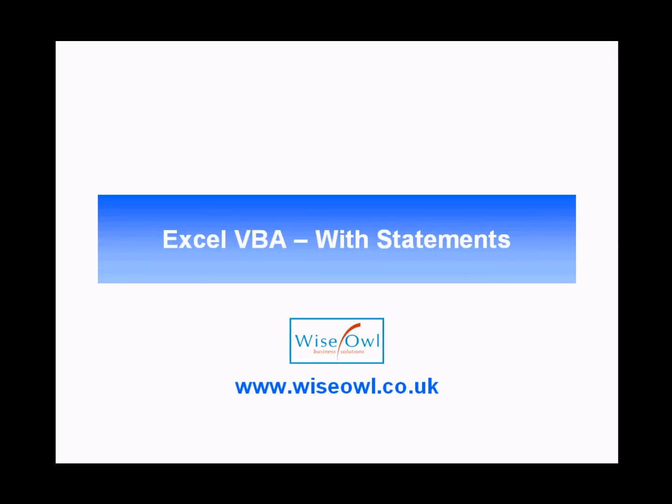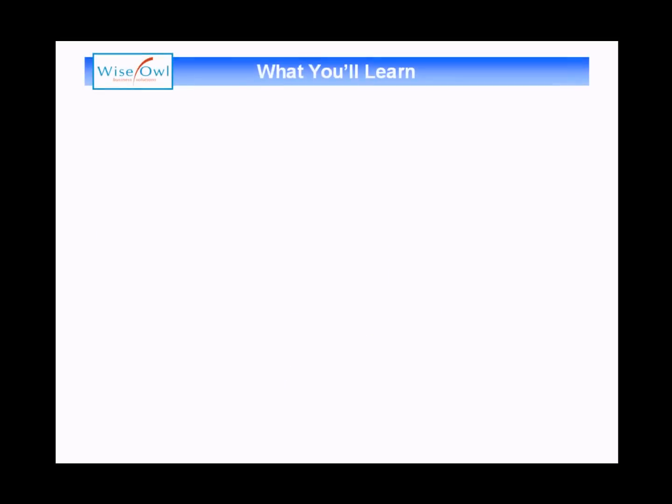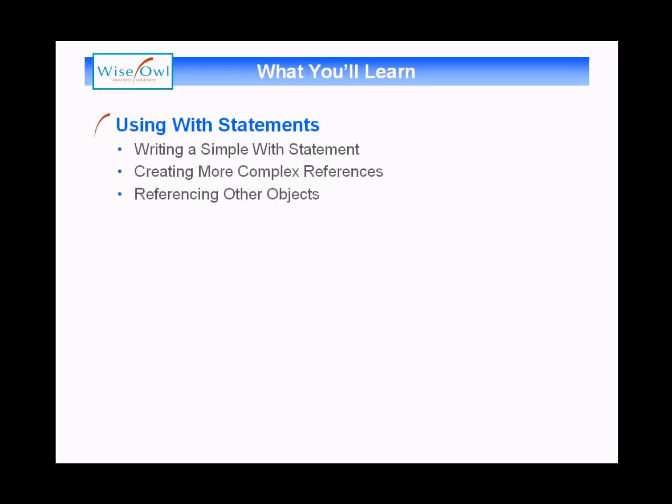In this fairly short video, we're going to look at how to use With statements in Excel VBA. We'll begin with a quick look at how to write a very simple With statement and give you a couple of reasons why that might be useful. We'll then move on and show you how to create slightly more complex references in your With statements, and finish the video with a look at how you can reference other objects within a With statement. So there isn't really all that much to do, but let's get started.